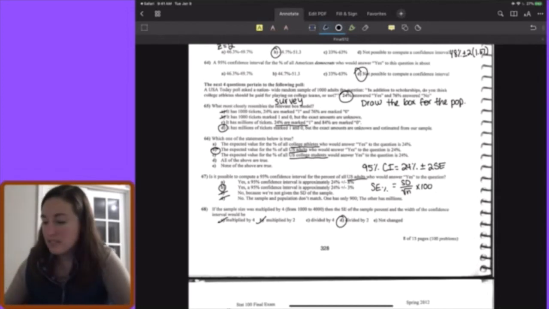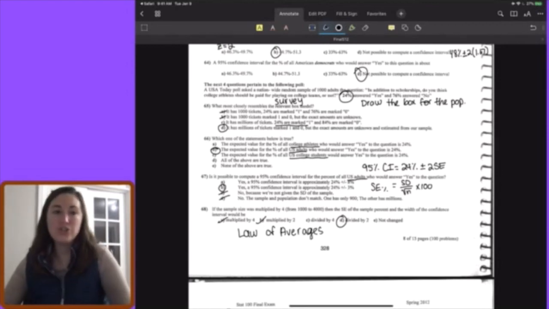So this is basically what we called the law of averages. It says as n goes up, what happens to your standard error? And it's different for sums versus averages or percents.